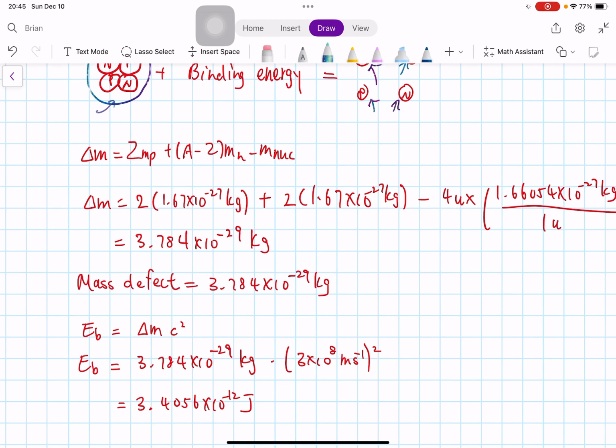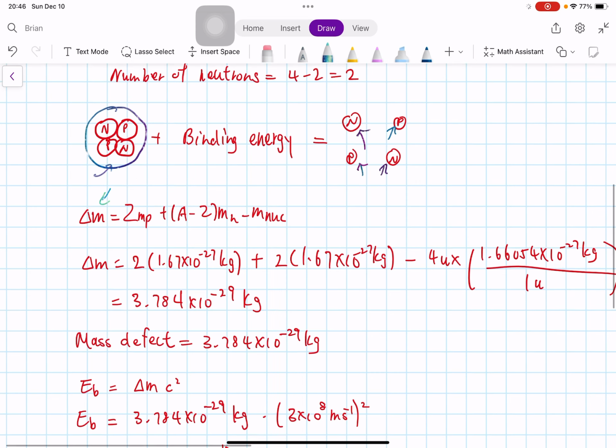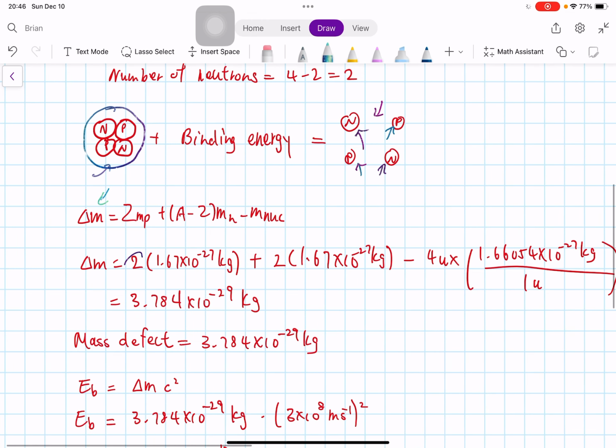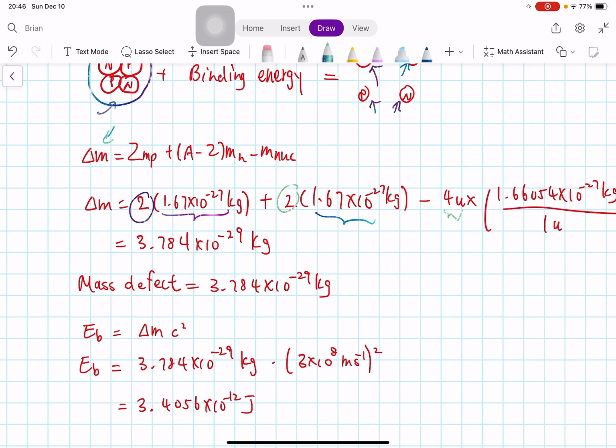So we're looking at the mass defect here. We have an equation which says that I take the mass of the protons and the mass of the neutrons. In this case I have 2 protons, so twice the mass of a proton, and 2 neutrons, so twice the mass of a neutron, and I subtract the whole mass of the nucleus, which is given here in AMU. Then I get the mass difference, which is the mass defect, 3.784 times 10 to the negative 29 kg.